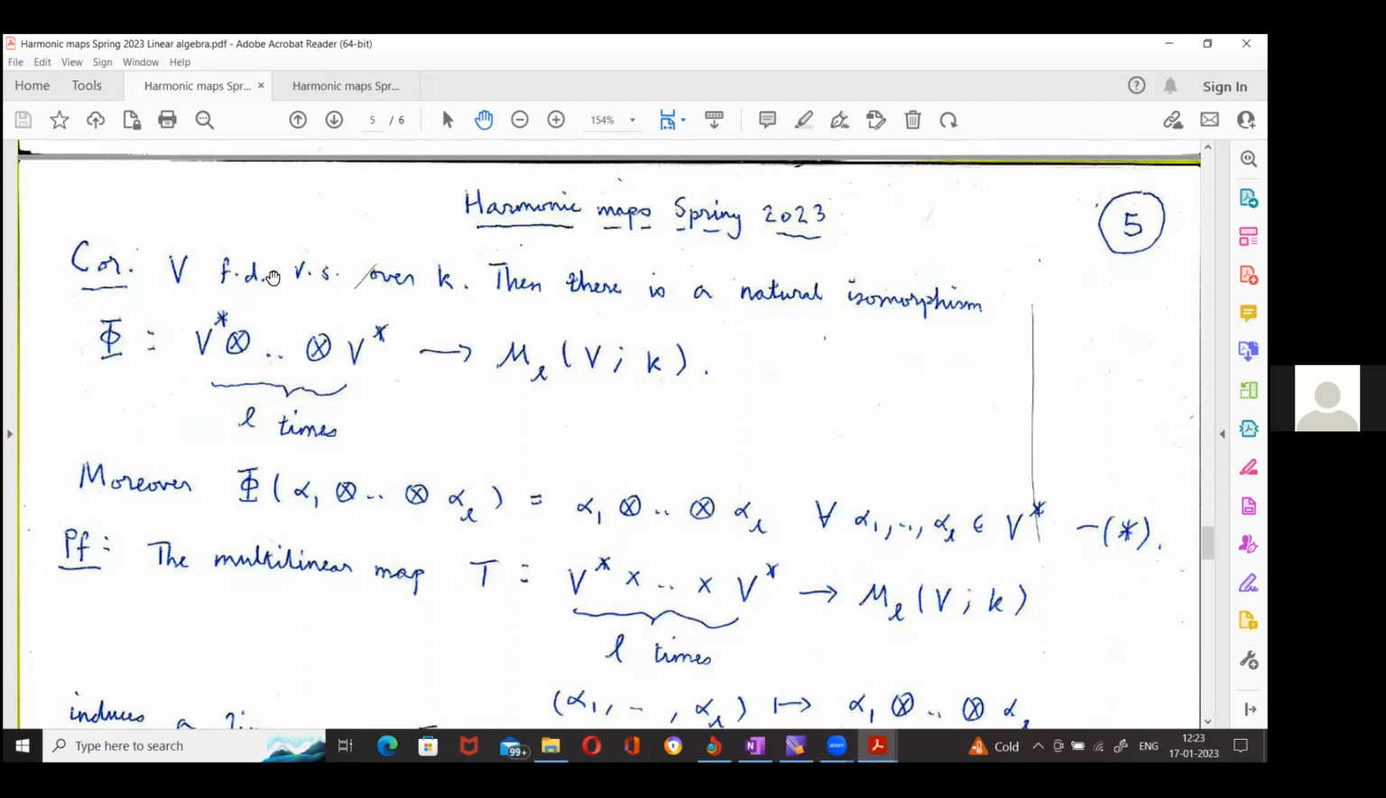So this isomorphism, phi, when I apply it to what are called elementary tensors in the tensor product, elements of the form alpha 1 tensor alpha L, where the alpha i's belong to V star, sends this tensor product inside V star tensor itself L times to the tensor product on the right hand side, which is the tensor product of multilinear functions.